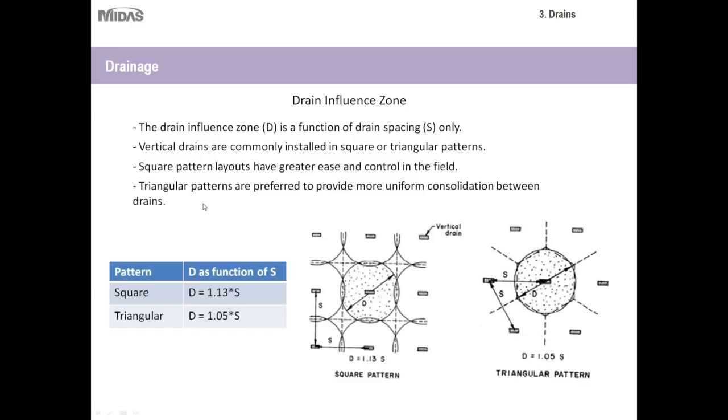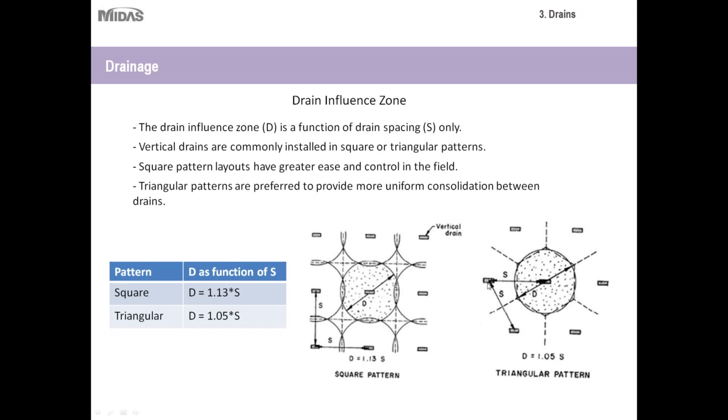So once again, if you're working on a project where you really want to ensure uniform consolidation, where you can't afford to be too conservative in your calculations, usually triangular patterns are used. They take a little bit longer to do because of the way they're laid out, and you have to be more careful when you actually install them. But once again, the main benefit is that they provide more uniform consolidation.